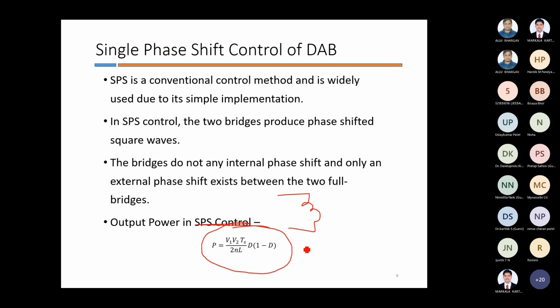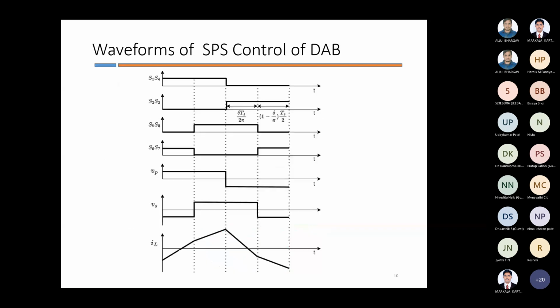P equal to V1 V2 into D into 1 minus D by 2 N L Fs, where V1 is the input voltage, V2 is the output voltage, TS will be 1 by Fs, where Fs is the switching frequency, and N will be the transformation ratio, L will be the leakage inductance, and D will be the phase shift ratio. And these are the waveforms of SPS control of DAB.